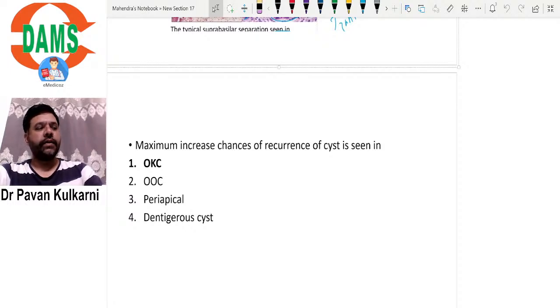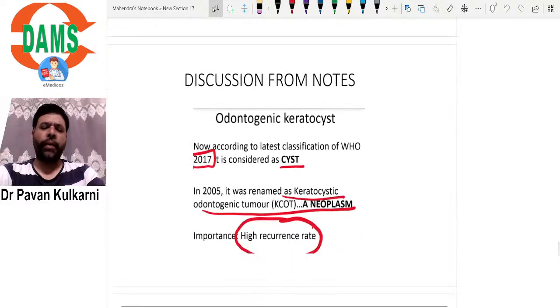Maximum chance of recurrence of cyst is seen in... We know that recurrence of cyst is the most common problem associated with the OKC, odontogenic keratocyst. Odontogenic keratocyst is the most common cyst which shows the highest recurrence rate, and that has been classically discussed multiple times. The recurrence rate here is because of the mitotic activity. So the main problem with the OKC is high recurrence rate.